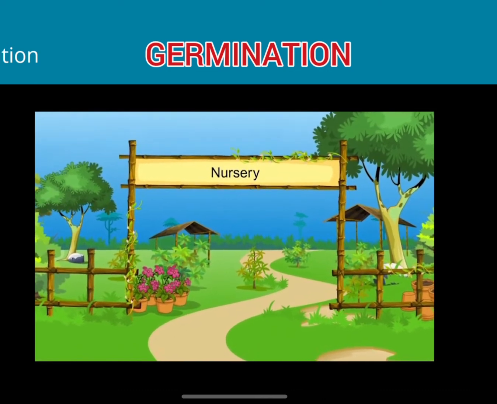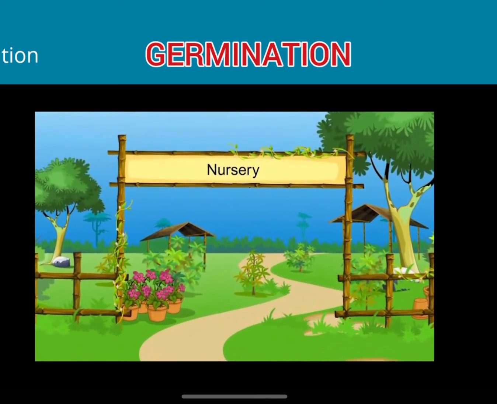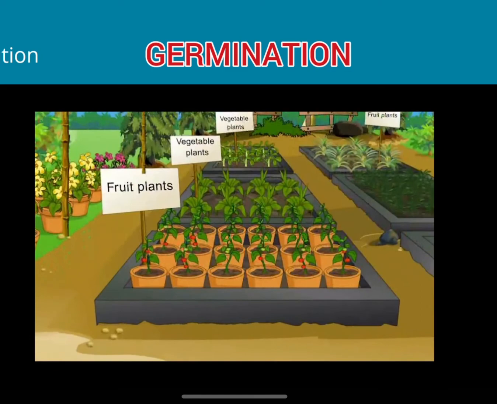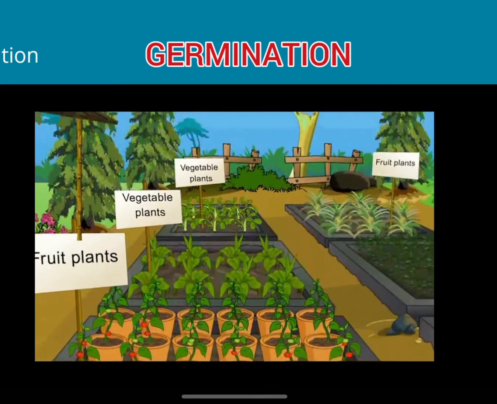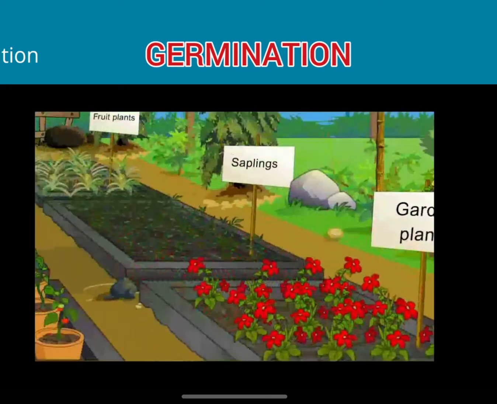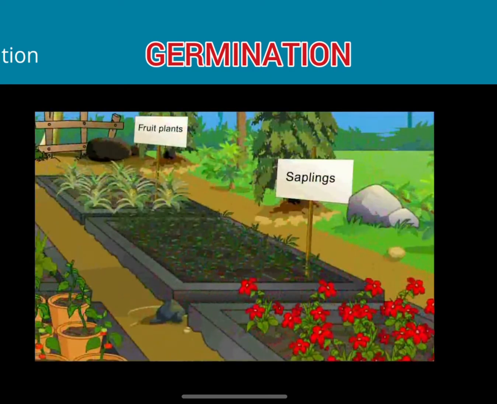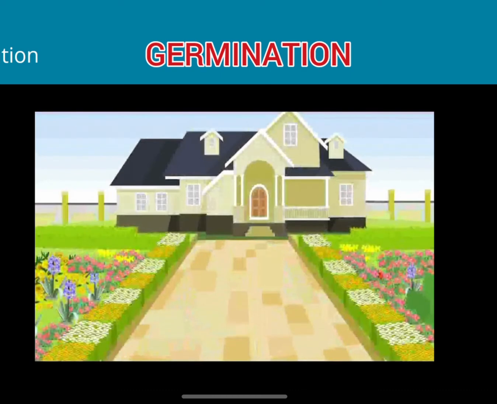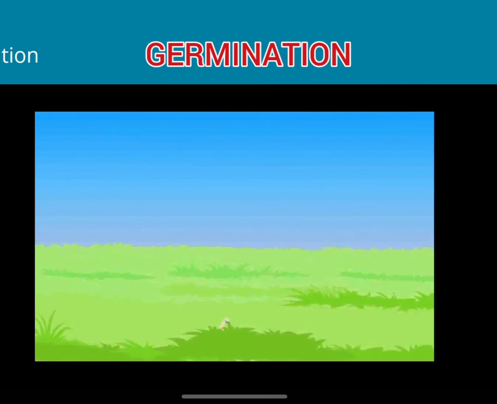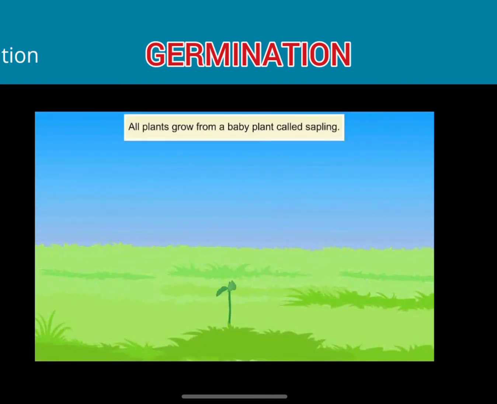Here is a nursery, a place where plants are grown for sale. You can see a variety of plants here, like fruit plants, vegetable plants, garden plants, and many saplings. We buy these saplings and plant them in our gardens and backyards. All plants grow from a baby plant called sapling.